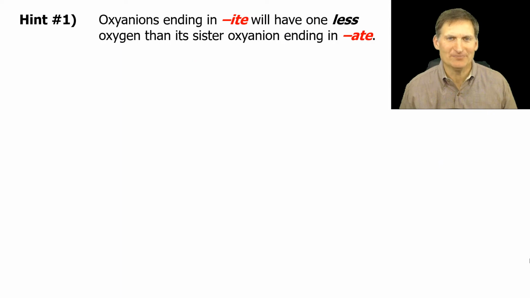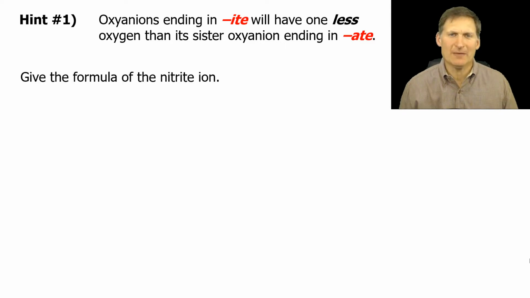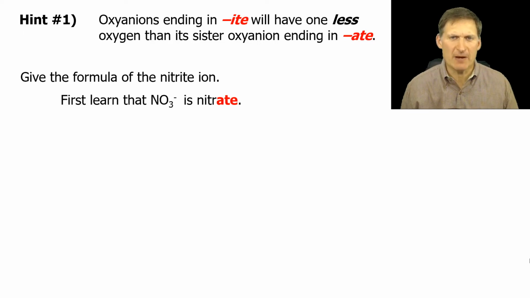Okay, hint number one. Oxyanions ending in "ite" will have one less oxygen than its sister oxyanion ending in "ate." What does that mean? Well, let me get you started on this first problem. We need to give the formula of the nitrite ion. First thing I recommend is to memorize NO3- is nitrate.